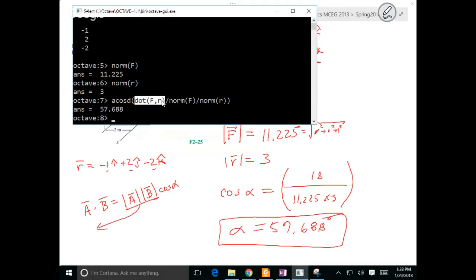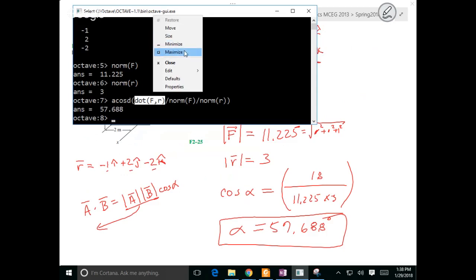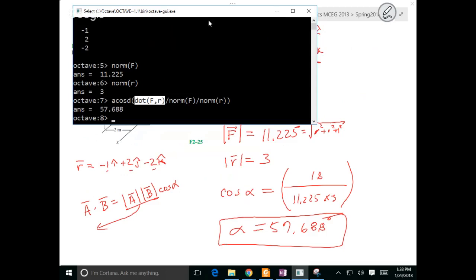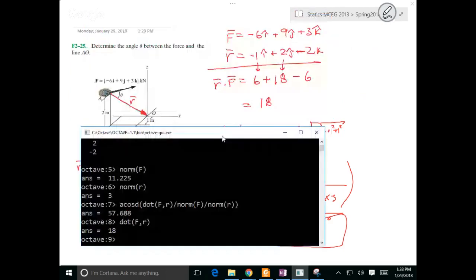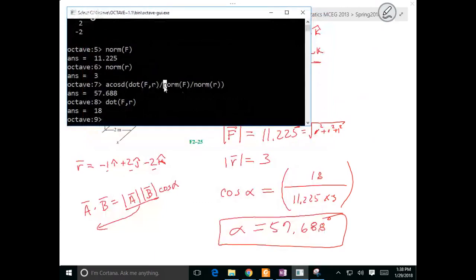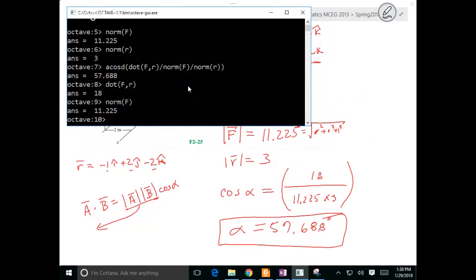Wait, how do I do this? Maybe I do a Control-C and a Control-V. Okay, let's check the dot product. 18, that's what we got. That was our dot product. Let's do the norm of F. Copy, paste. 11.225, that's what we got earlier. And then the norm of R, copy and paste.